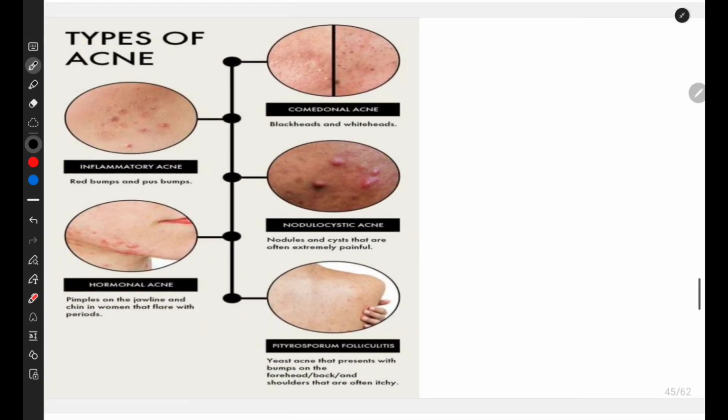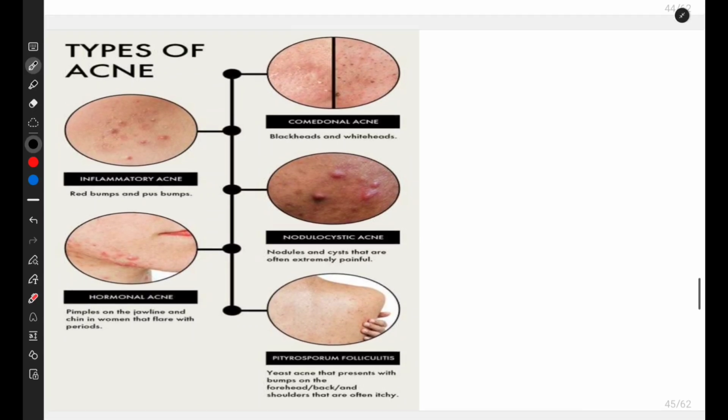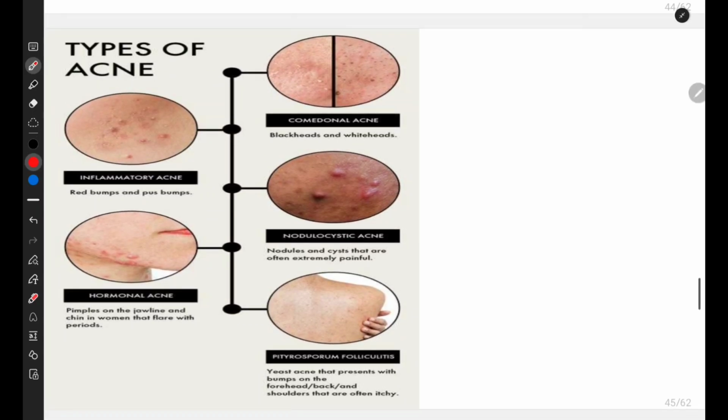Then now coming to acne. Acne is a very common skin condition which affects mostly people in puberty. The most characteristic lesion is the comedone. You have already seen whiteheads and blackheads. Whiteheads are closed and blackheads are open comedones. Then there will also be papules, pustules, and nodulocystic acne.